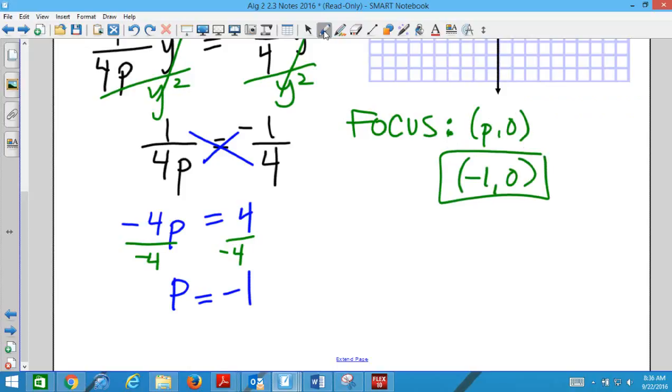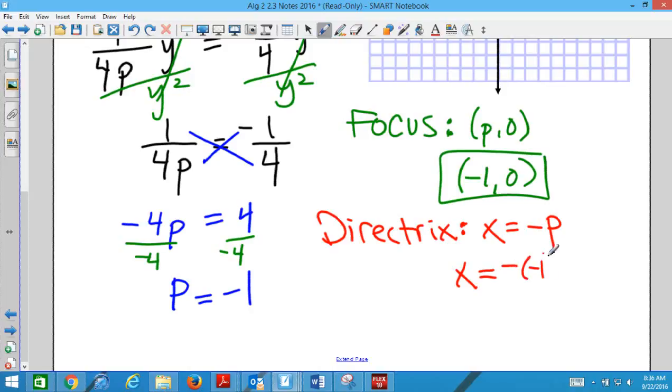Directrix. What's the formula from your chart? You need to look and find it. What's the formula say? x equals -p. That's the formula. I'm going to write down x equals, then I'm going to do -1. What's negative -1? +1. So that's my directrix.